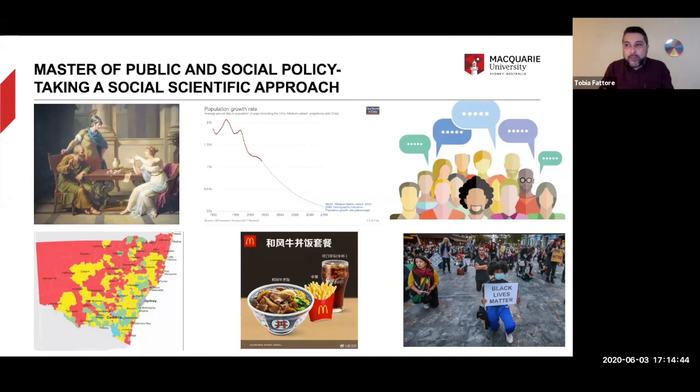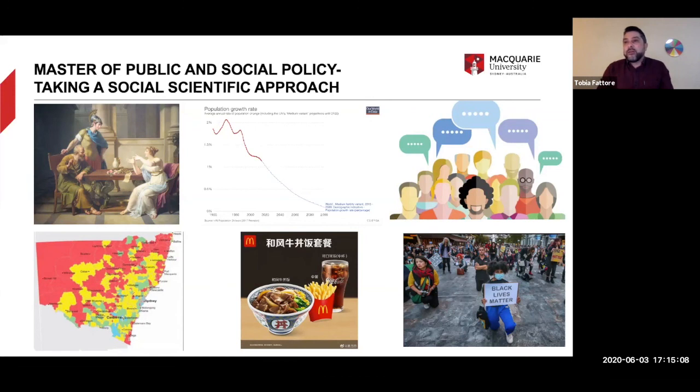We make connections that allow us to address not only the symptoms of a problem, but also its causes. Now, the last image that I've included on this montage is the McDonald's logo. And I've included this because it indicates the emphasis on globalization that we have in the degree program.